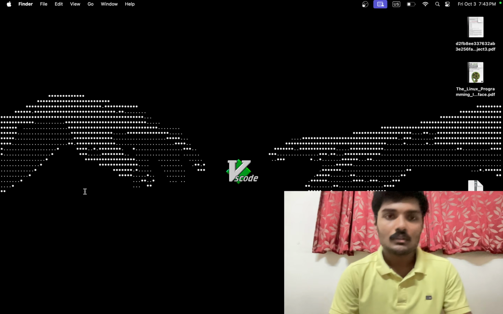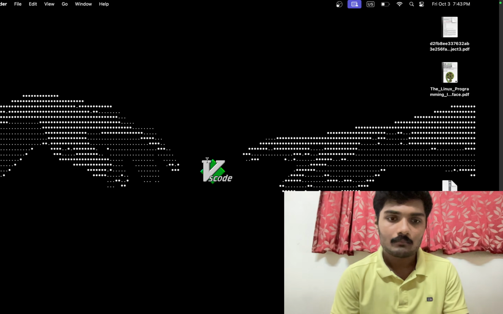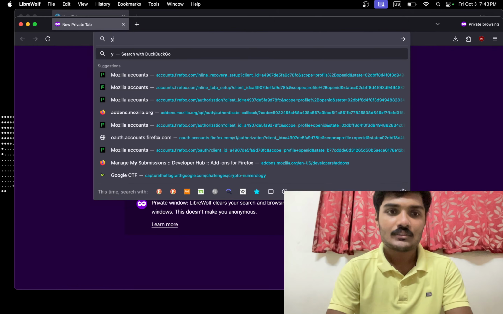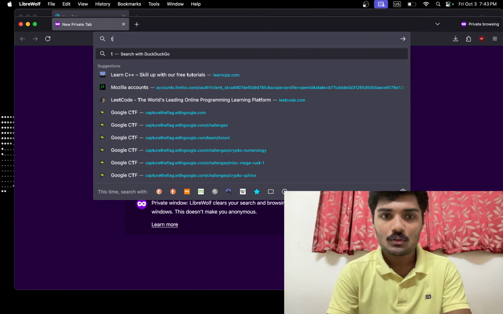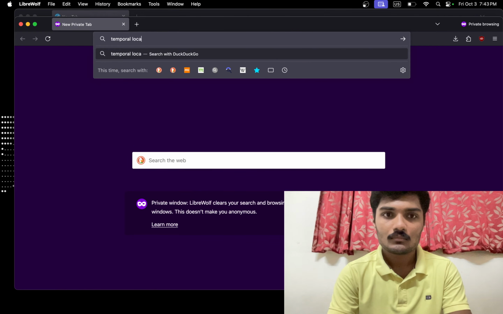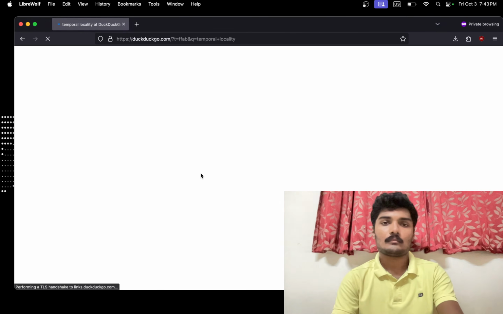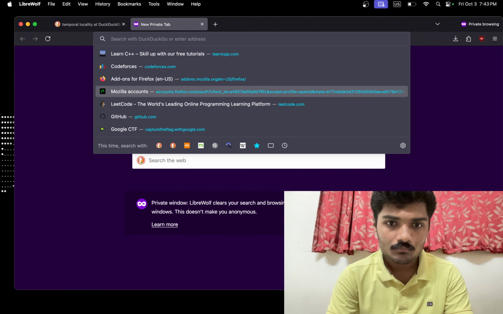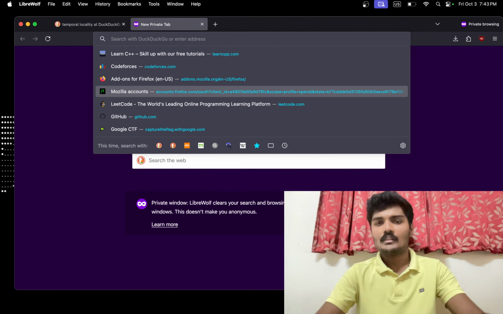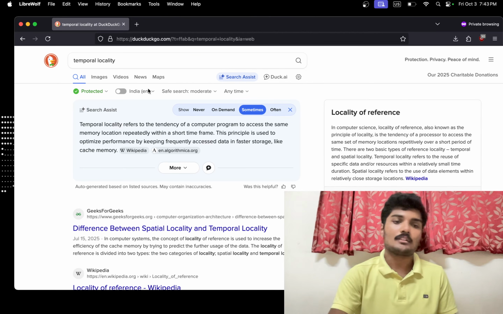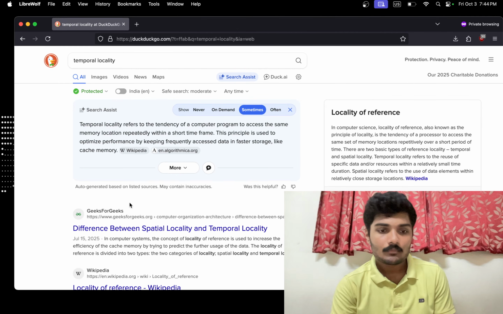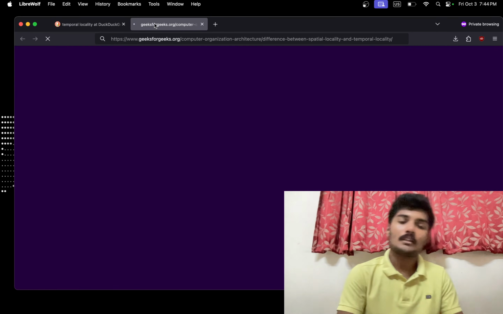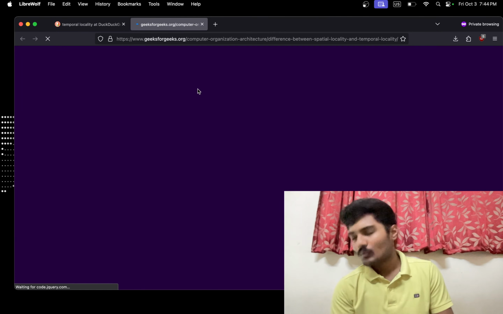I don't remember. Let's Google. Why do we say let's Google? Why is it not let's search? Temporal locality. Wait, what was that? You don't see anything inside this, right? Okay, that's great. Temporal locality. Oh no, not going to read that. What is the difference between spatial locality and temporal locality? Let's take a look.